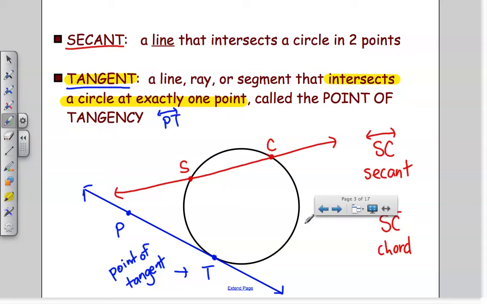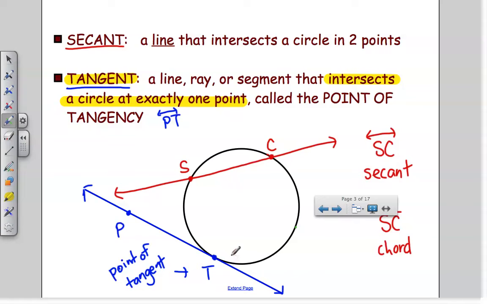By the way, if you do something like this, that's not a tangent. Even though it looks like it only hits at one point, you have to imagine, what if I extended this? Well, now you're going into the interior of the circle and you will hit a second time. So this would not be considered a tangent. A tangent can only hit at one point even if you extend it or imagine it continuing through that circle. Okay, so be careful with that.